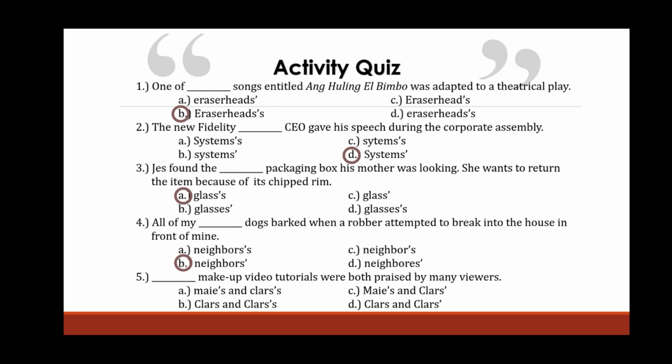So kung i-observe ninyo maigi, pwede sana yung A. Kaso naka-small letter yung simula nila, kaya hindi sila pwede. Therefore, the correct answer is letter C. Mays and Clars with apostrophe.